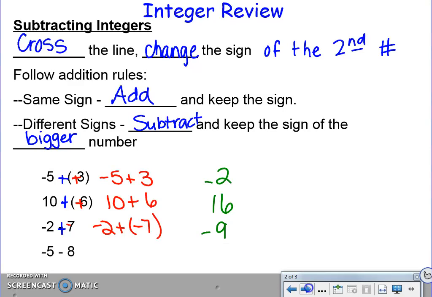And finally, we have -5 minus 8. So again, we're going to cross the line. So it changes to an addition problem. And change the sign of the second number. So that 8 is going to change to a -8. And then I like to rewrite it as -5 plus -8.